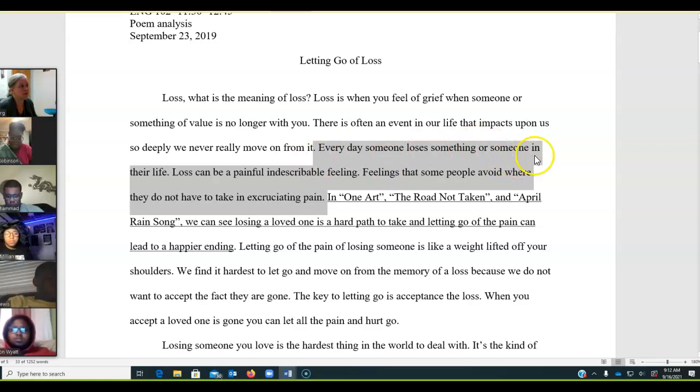Every day someone loses something or someone in their life. Loss can be a painful, indescribable feeling that some people avoid so they do not have to take in excruciating pain. So now they're starting to say some people try to avoid dealing with loss. And that's that second job where you start bringing it closer to what you want us to understand about your theme. Okay, so if you start out just with racism as a major issue, it has been for a long time. Americans don't seem to be able to move past it. Then you start saying, okay, people get frustrated that it's still not solved, and they start losing their temper, right? And you start bringing it closer to what you want your thesis to be.